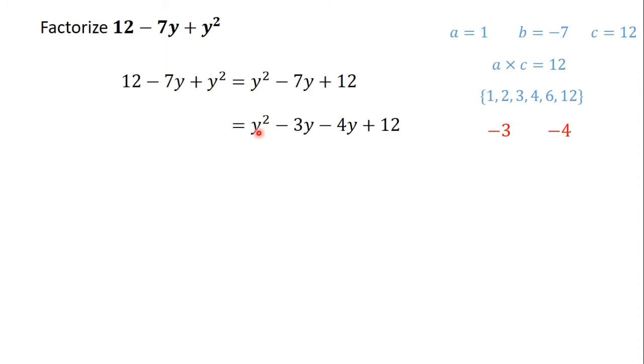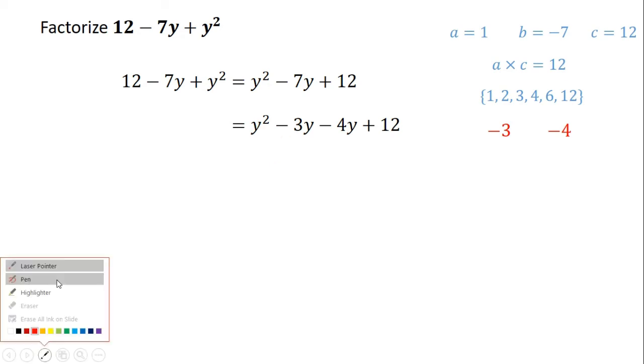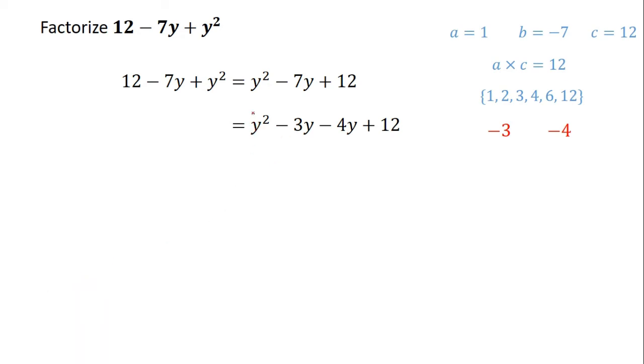When you do that, you have y squared minus 3y minus 4y plus 12. We have now expanded our expression, so we can put our brackets around it and factorize. So we put brackets around the first two terms, then we put brackets around the last two terms. So you have y squared minus 3y in one bracket.